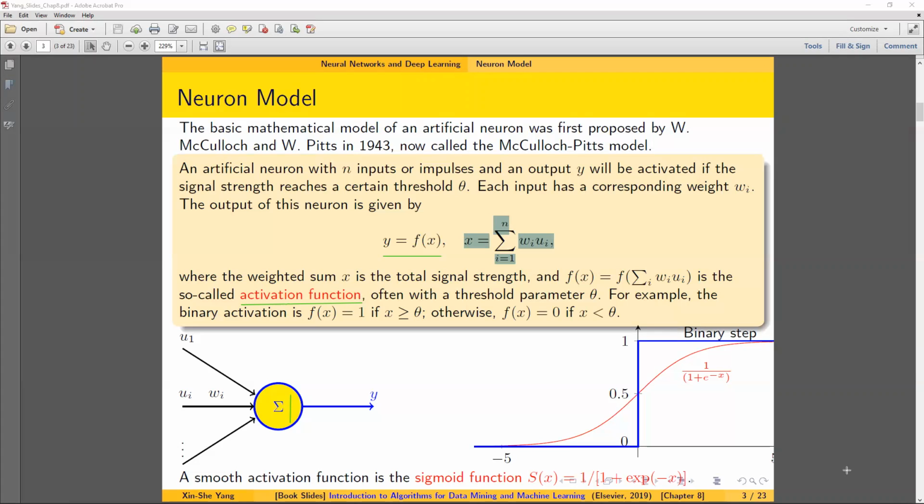And then if you use the example on the right-hand side, often with a threshold parameter, for example, what it has is it's binary. If x is larger than or equal to theta, then it's 1. Otherwise, it's 0. Essentially, you can see that anything that's larger than theta would be 1, and anything less than here would be 0. We call this point the theta threshold. And then if you look at this smooth activation function, the sigmoid function, S(x) is really this red line that is approaching 1 and 0 as well. It's 1 over 1 plus exponential of negative x. This is called the neuron model.